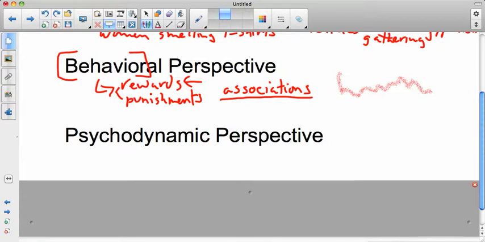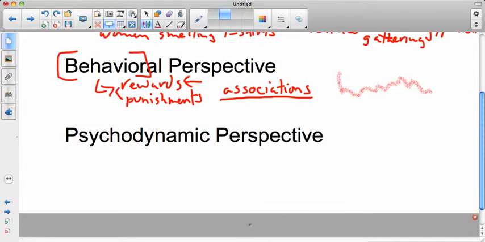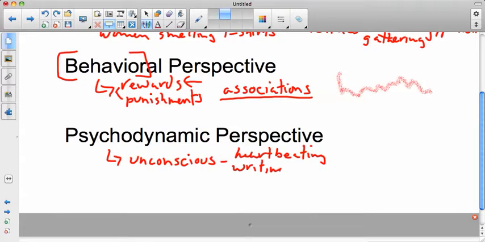Next up is the psychodynamic perspective, which seems to focus on the unconscious. In other words, right now at this very moment, I'm doing a lot unconsciously. My heart is beating. I'm even writing right now unconsciously, in a sense. It's not like I'm deliberately controlling this real well in the way I'm holding the pen.